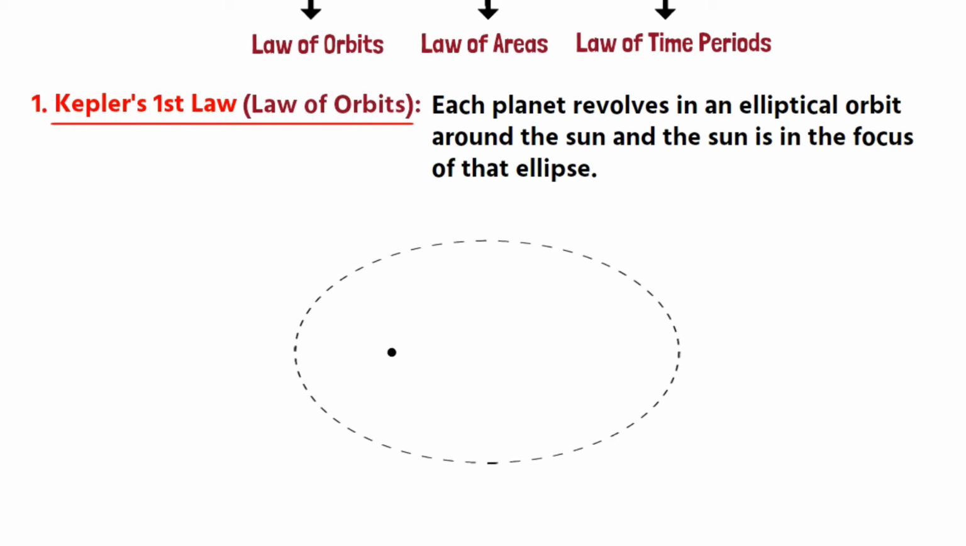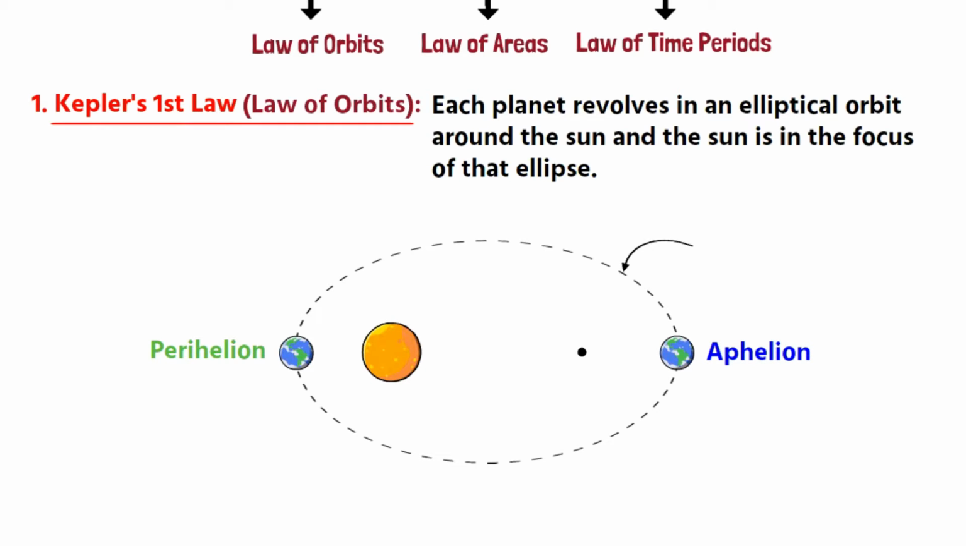An ellipse has 2 foci, and the Sun is at one of the 2 foci of the ellipse. The point in this ellipse where the planet is closest to the Sun is called the perihelion, and the point at which the planet is farthest from the Sun is called the aphelion. These elliptical orbits of the planets are responsible for the occurrence of seasons.